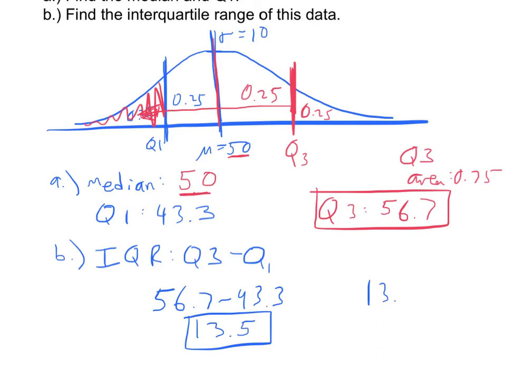Technically, the answer was 13.489. IB is willing to accept truncated answers, so 13.4 would also have been acceptable, but 13.5 I think is sort of a more accurate answer. So there's your interquartile range.